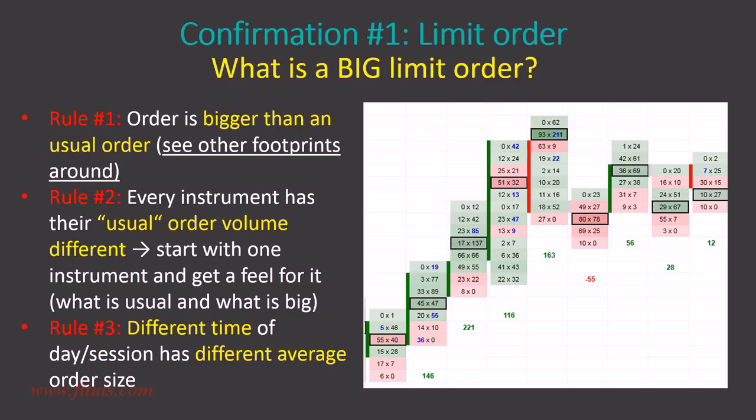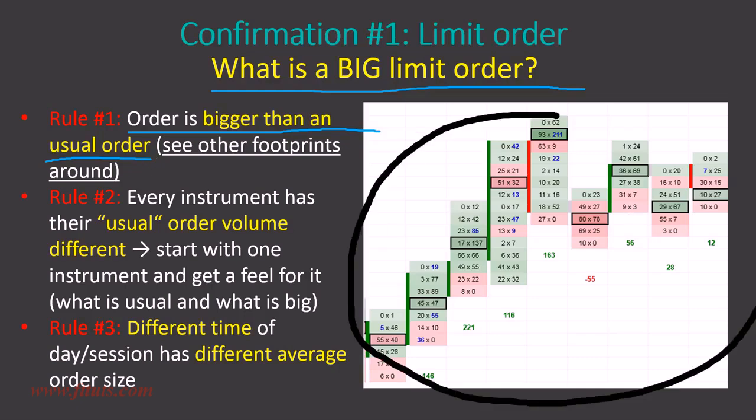Now, what actually is a big limit order? How can you identify it? How big does the number need to be in order to be considered big? Now, there are three basic rules, and rule number one says that the order is bigger than a usual order. I know that this doesn't sound too scientific, but this is how I do it.